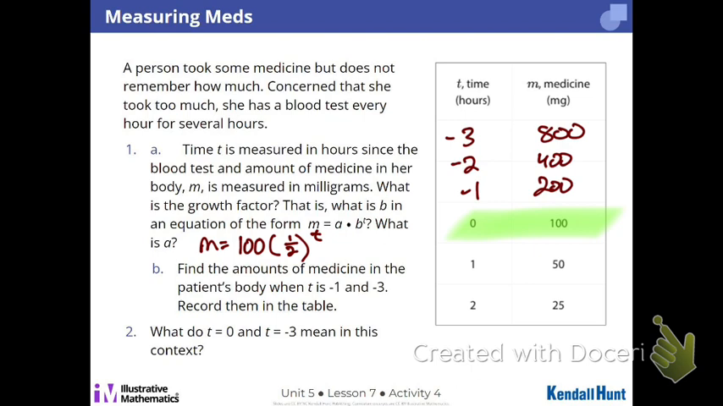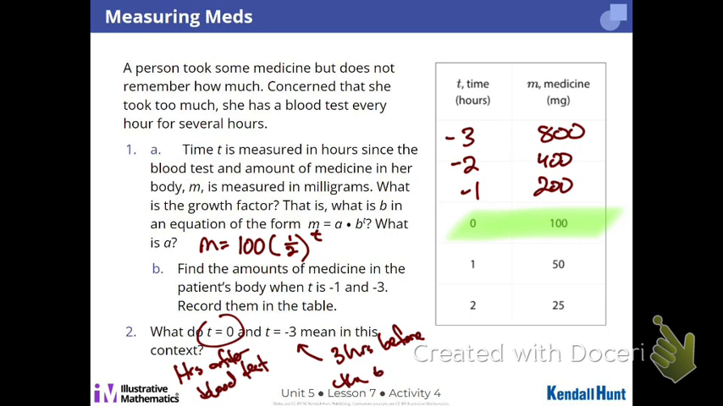So we filled out the table. In context, who can tell me what T = 0 means? Finn? The hours after the blood test. Hours after the blood test. So if it's 0 hours after the blood test, that means when the blood test happened, right? And who can tell me what -3 means now in context? This is the new one. Eliana? It's 3 hours before the blood test. 3 hours before the blood test, yes. And now we know that 3 hours before the blood test, 800 milligrams would be in the body.